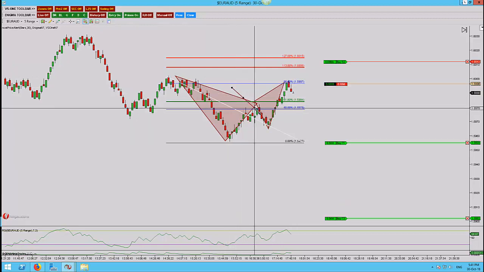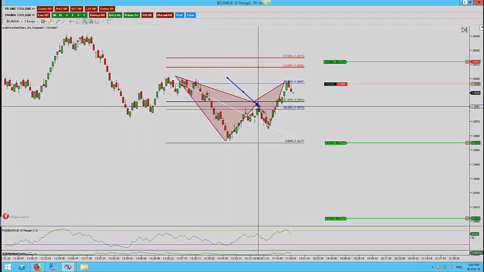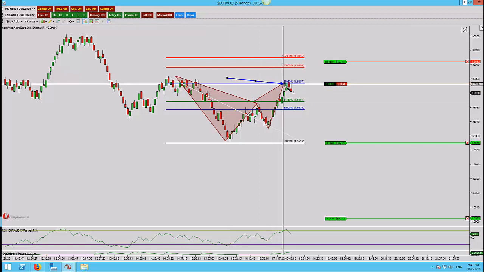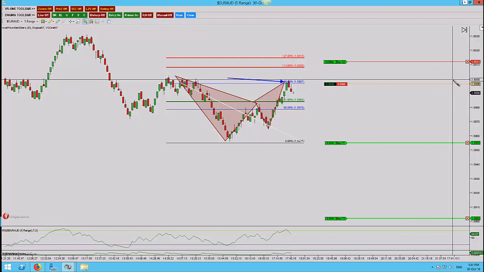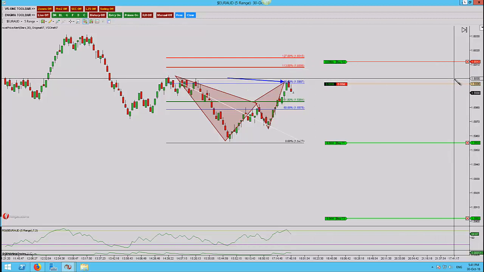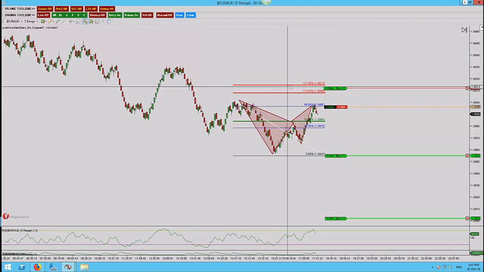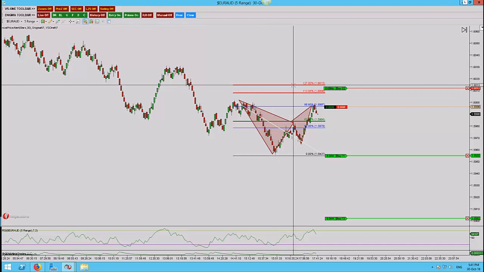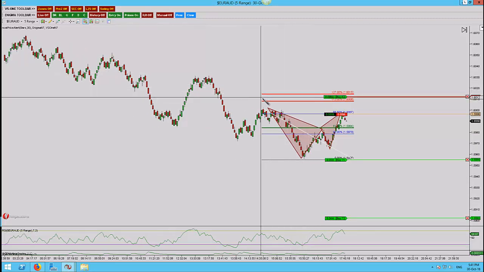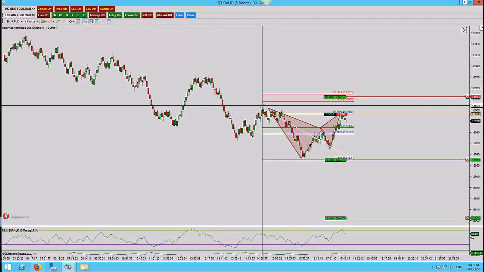So we hit a 50% for the B point. We came up to the 88.6. That 88.6 fib level is just 3 pips below the psychological number 16,000. And if we just zoom out here, my stop has gone between the 113 and 127, putting me roughly a full ATR above the outside return.